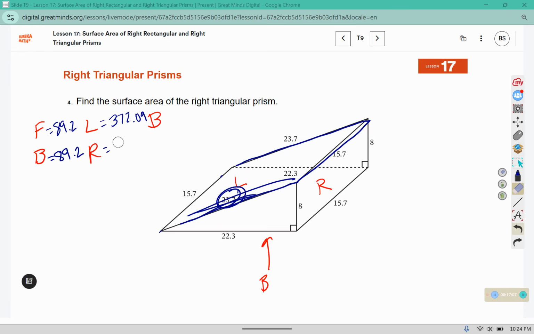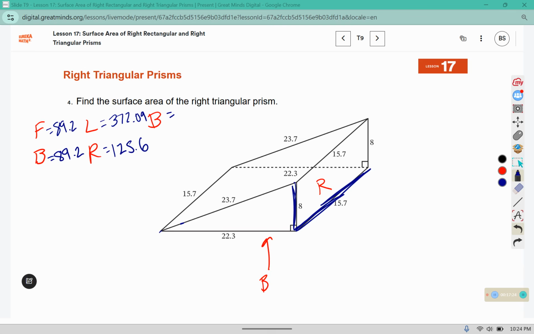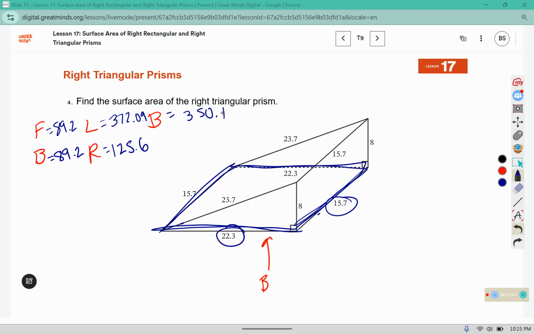Oh, the left and the right side are not the same in this one. The right side is 8 tall and 15.7 wide, which is 125.6. The bottom is 15.7 by 22.3, which is 350.11.